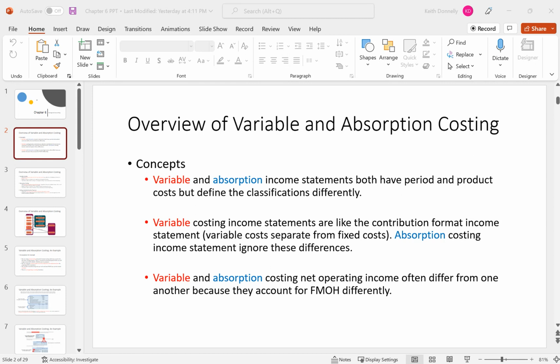Where they really differ is going to be how they treat fixed manufacturing overhead. In short, under absorption costing, all of the costs are going to be absorbed into inventory. All of the traditional product costs: direct material, direct labor, and manufacturing overhead, whether variable or fixed. In distinction, under variable costing, instead of capitalizing fixed manufacturing overhead or putting it on the balance sheet as part of inventory, they're going to expense it in the period incurred.